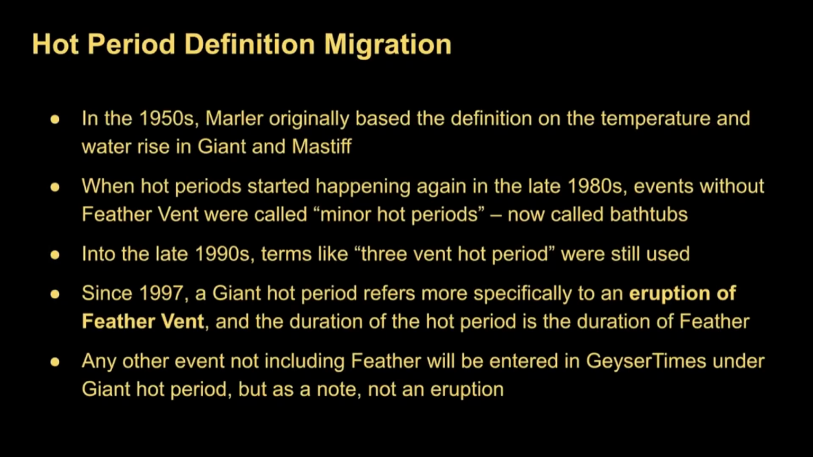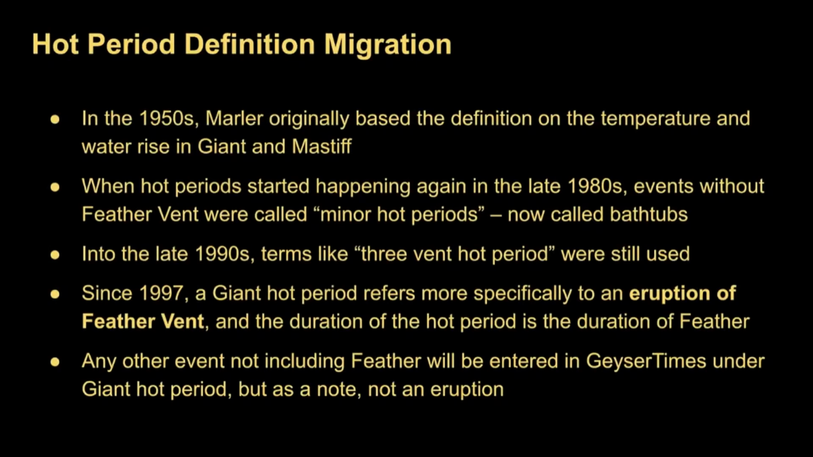So just a brief note here about the hot period definition migration. The quote that I read earlier from Marler, he originally based the definition on the temperature and water rise in Giant and Mastiff. Then there was a long period of time when no hot periods occurred, and Giant had very, very few eruptions between 1955 and 1986. When hot periods started happening again in the late 80s, events without Feather were called minor hot periods. We now call these bathtubs, and I'll get into more detail about that soon.